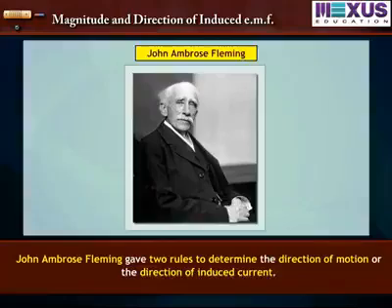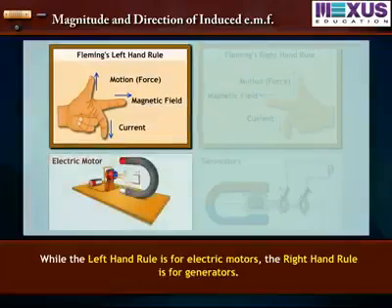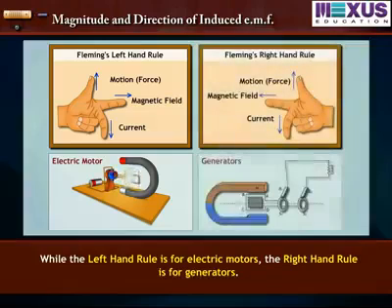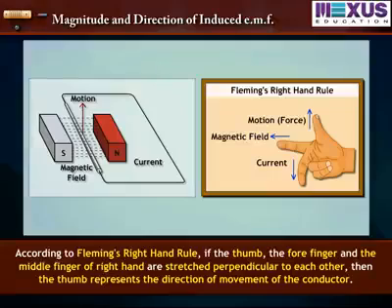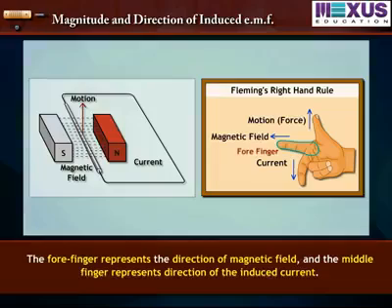John Ambrose Fleming gave two rules to determine the direction of motion, or the direction of induced current. While the left-hand rule is for electric motors, the right-hand rule is for generators. According to Fleming's right-hand rule, the thumb, forefinger, and middle finger of the right hand are stretched perpendicular to each other. If the thumb represents the direction of movement of the conductor, the forefinger represents the direction of the magnetic field, and the middle finger represents the direction of the induced current.